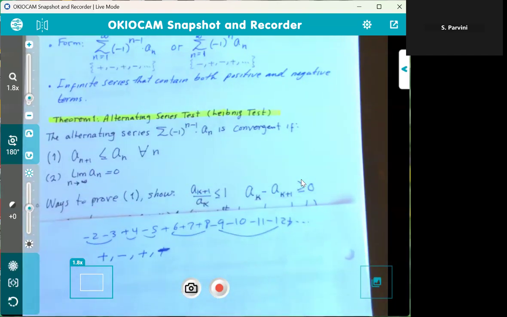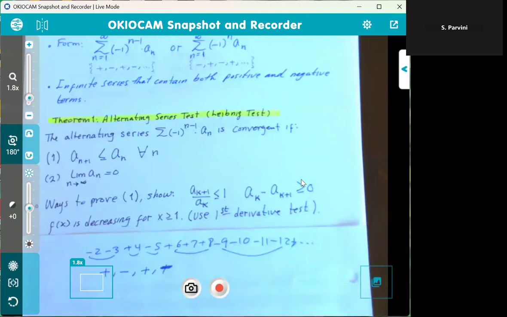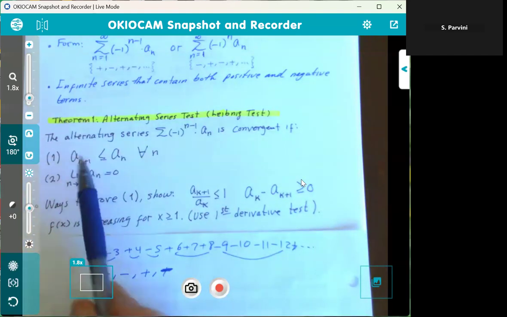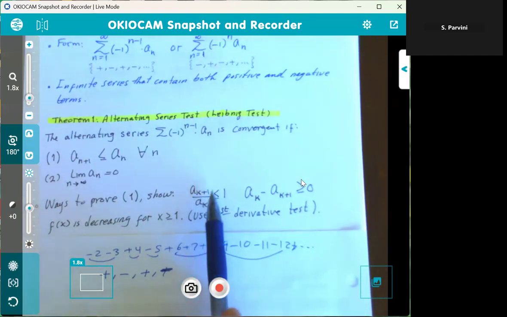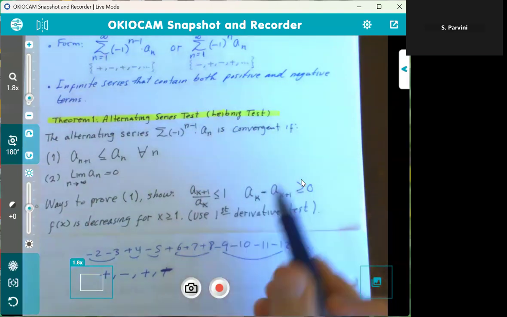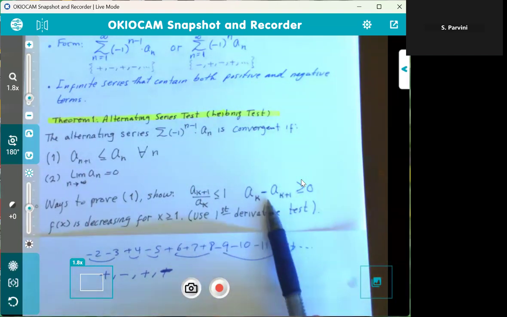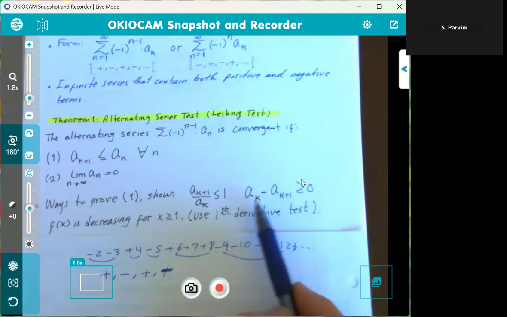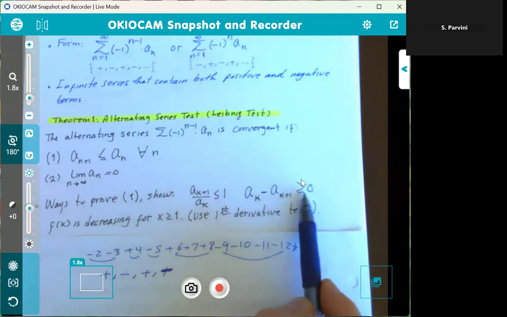Now, how are we going to prove these? Well, one way to prove number one, the decreasing condition, is to show the ratio of the next term to the term prior is less than or equal to 1. That's one way. Or the difference between the kth term and the next term after that. Or we can go a sub n minus a sub n plus 1. It doesn't matter. The difference has to be positive.